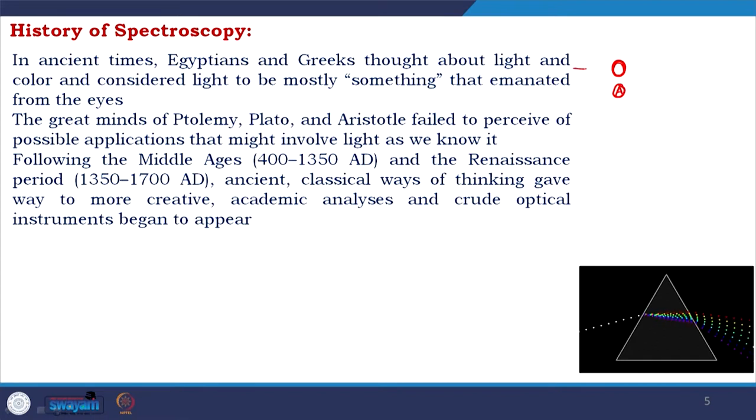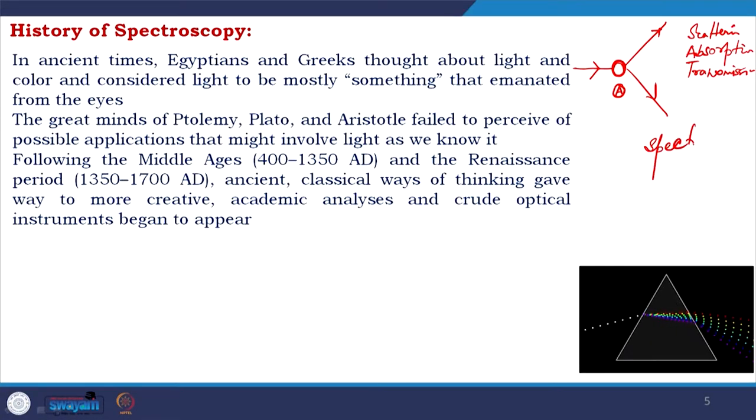We want light to come here and do different things, be it scattering, be it absorption, be it transmission, anything. And this anything will create a change. The change would be detected, and that we call spectra.